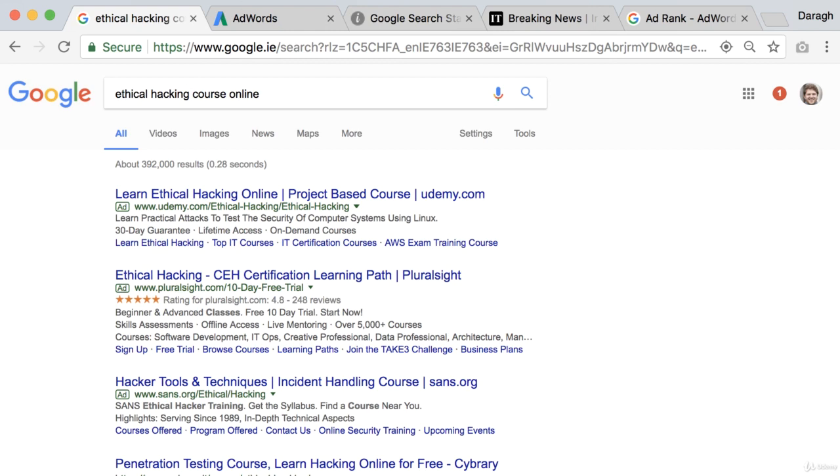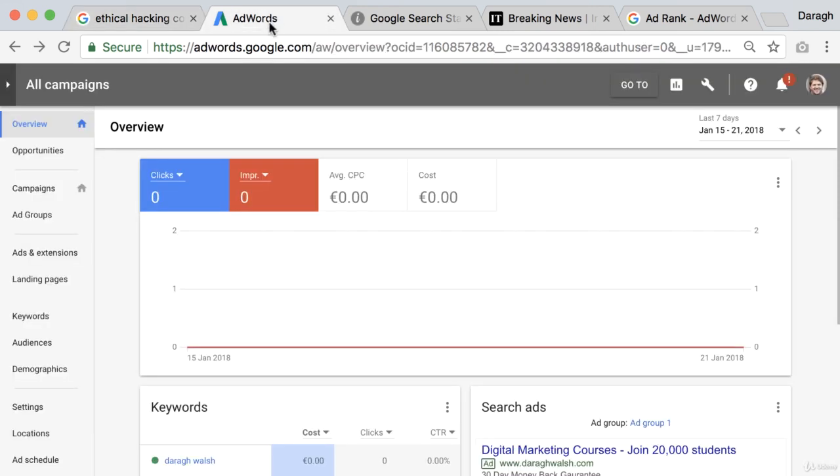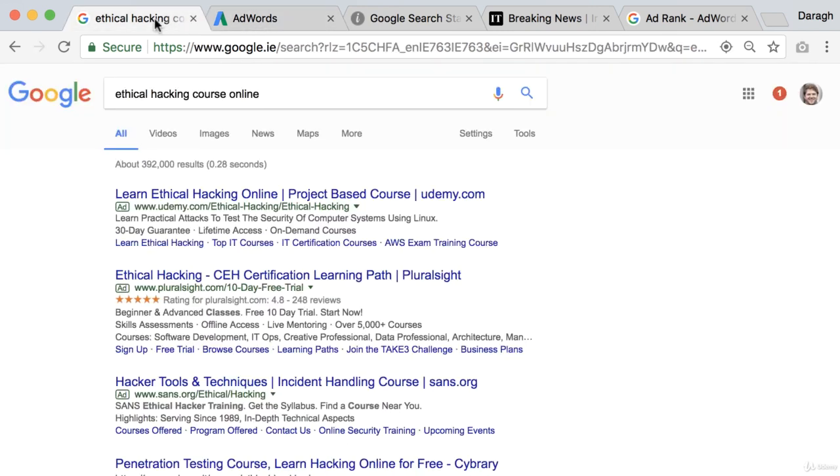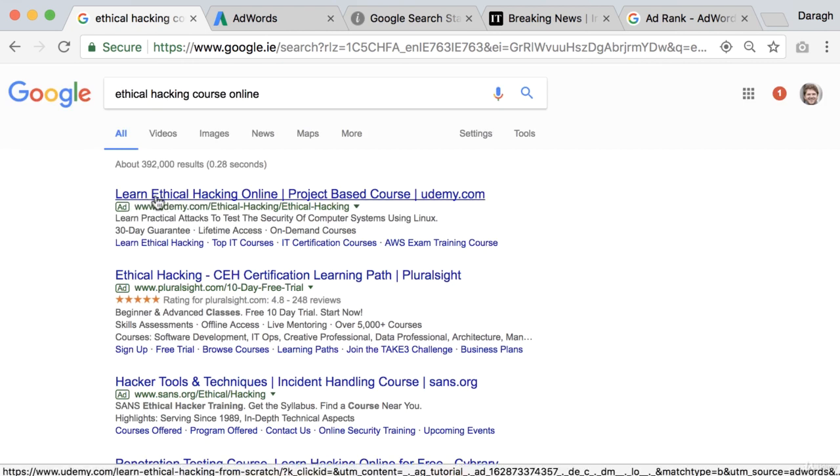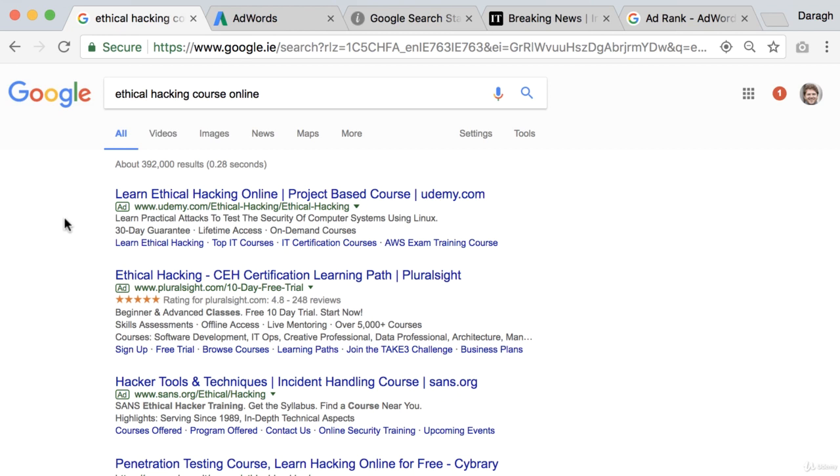Now, the way that they've set it up in AdWords as well is it's essentially an auction system. So if you want to be in the top spot here in Google, you have to make a bid to be at the top, and then you're bidding against other companies who want to appear at the top here. So for example, in this ad, it's Pluralsight versus Udemy, and they would be bidding against each other to get to this top spot here.